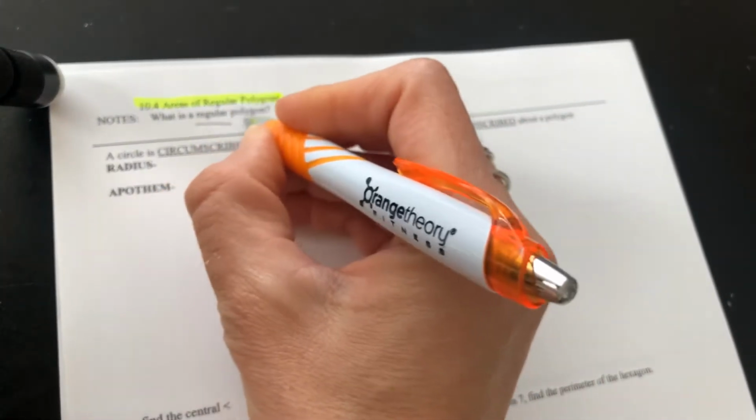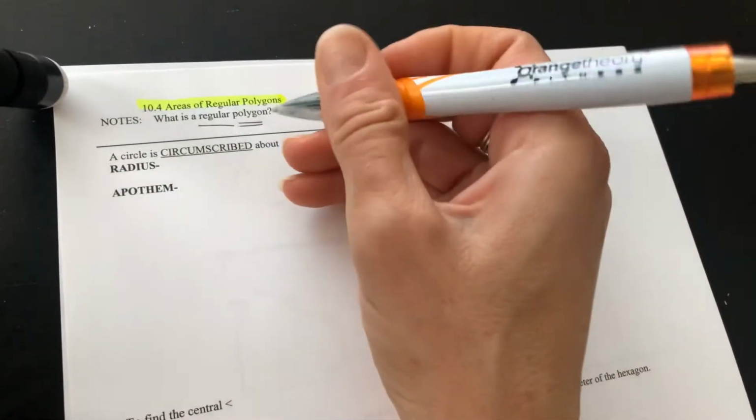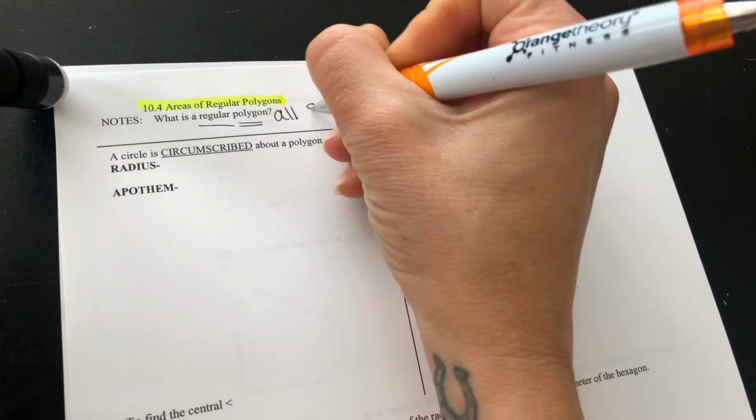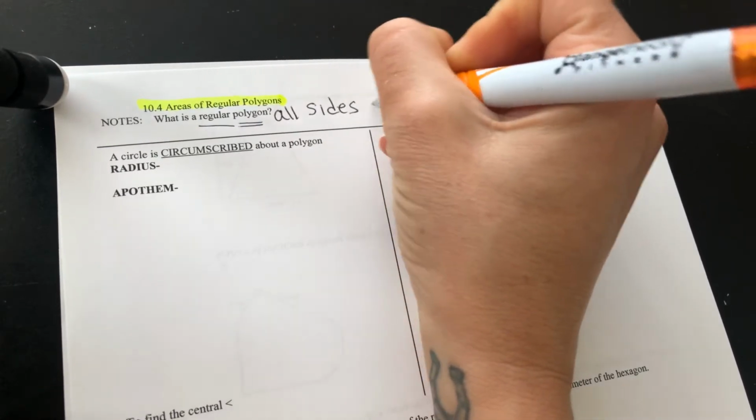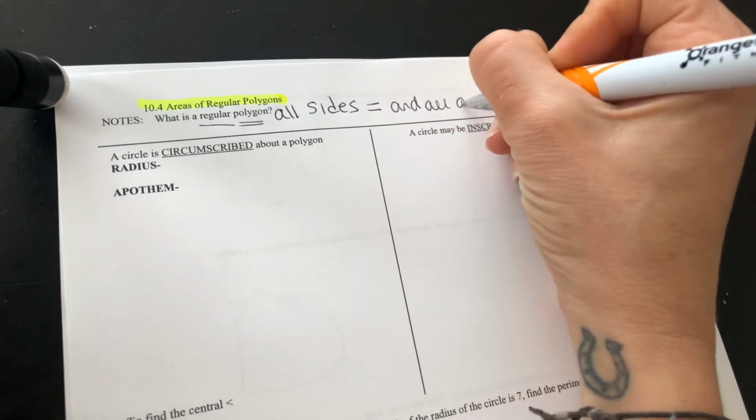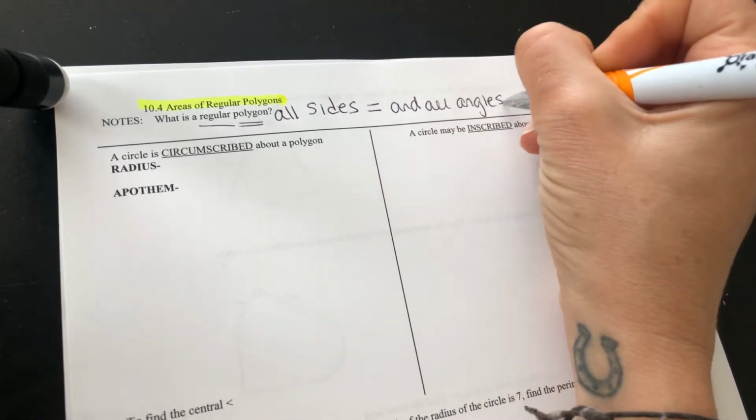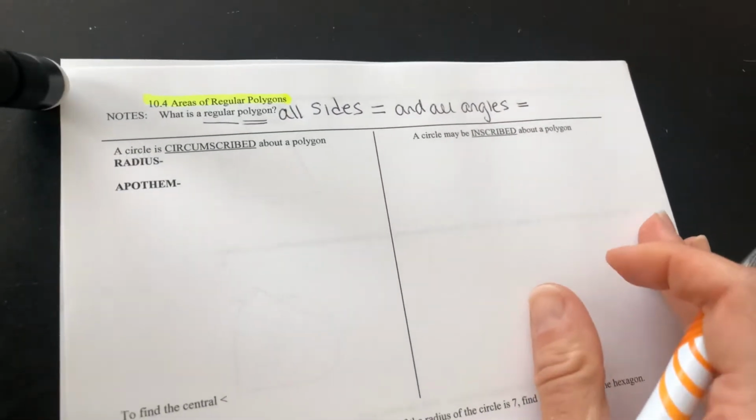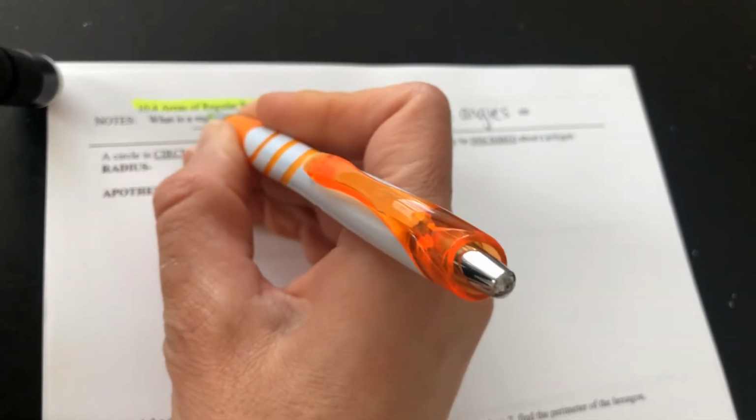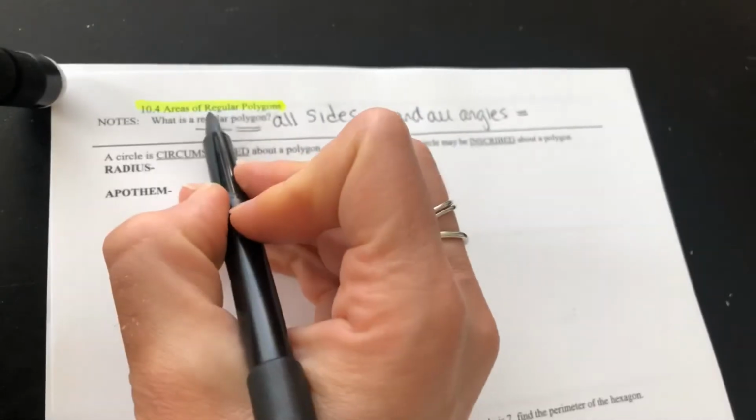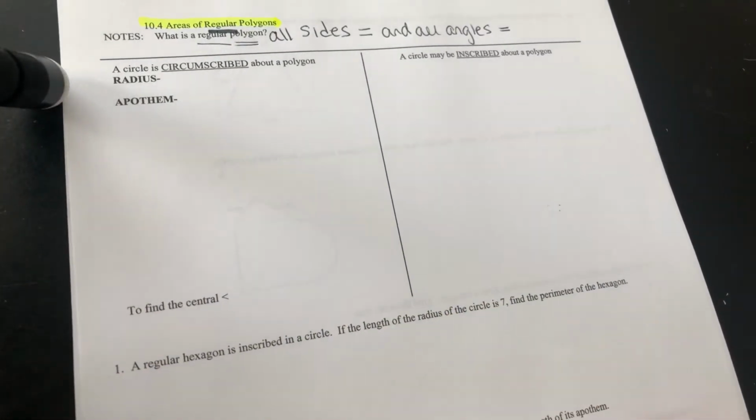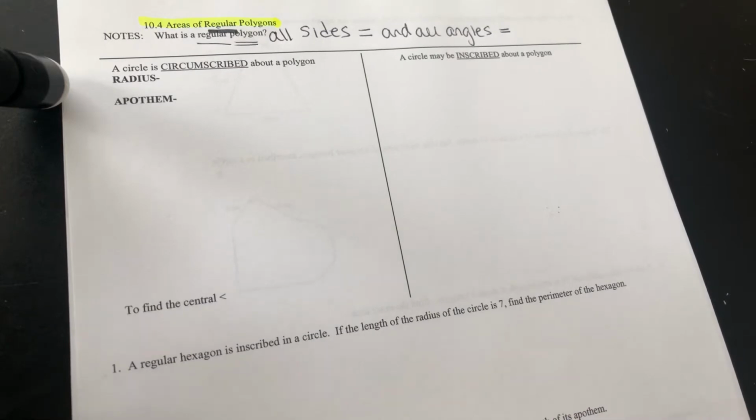A regular polygon is going to have all sides equal and all your angles equal. If they are not, then obviously this is not going to be the case. So again, only in a regular polygon. All right, so we can have two situations. I want you guys to be aware of both.